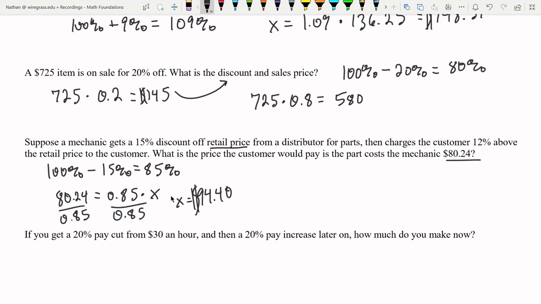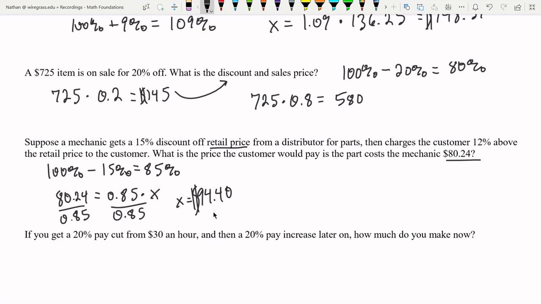flipped x and 80.24, because those are the only two that you can flip, then you'd actually get a number smaller than this number. So as long as you understand what the problem is asking, the retail price has to be a larger price than this because the mechanic got a discount. So you can actually assure yourself that this is the correct answer for this part of the problem.